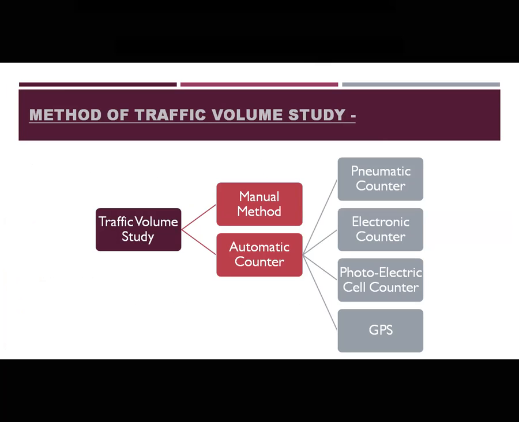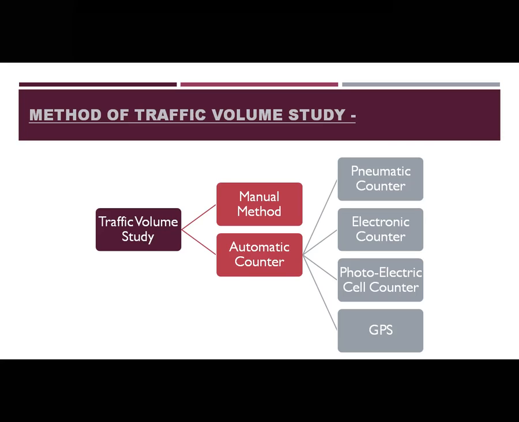Machines are used for counting that kind of vehicle. So in the manual method, obviously persons stand on the intersection or road and start counting. By the manual method you could get maximum classified data, and with proper observation you could divide this data properly.